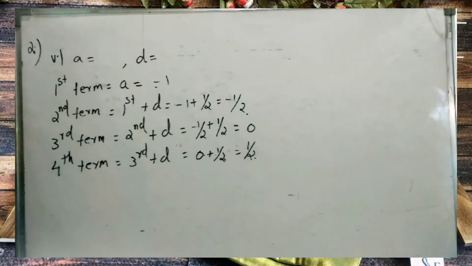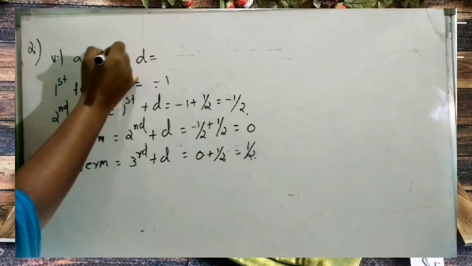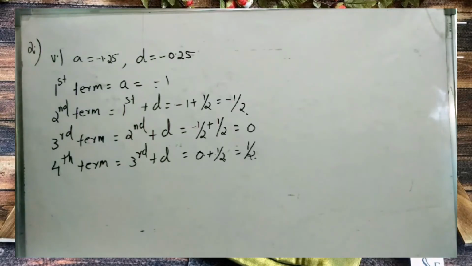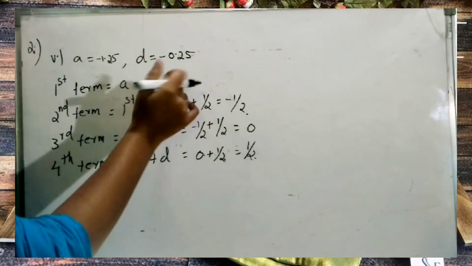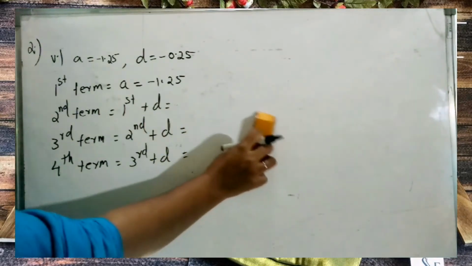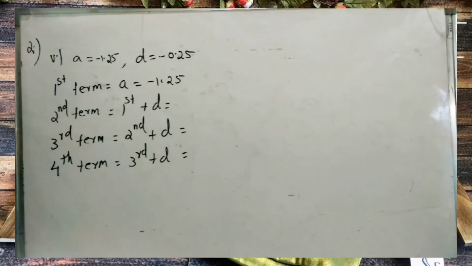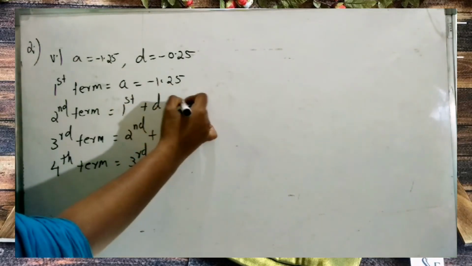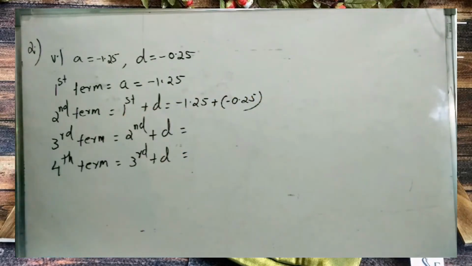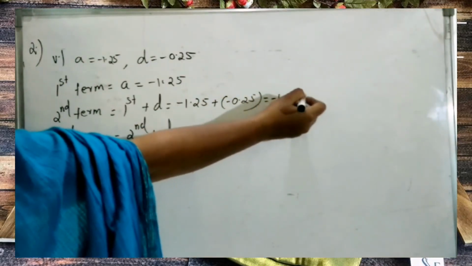Fifth one. A is equal to minus 1.25 and D is equal to minus 0.25. So A, that is given, is minus 1.25. Now we need to find the second, third and fourth terms. The second term is first term plus D, that is minus 1.25 plus minus 0.25, which is equal to minus 1.50.